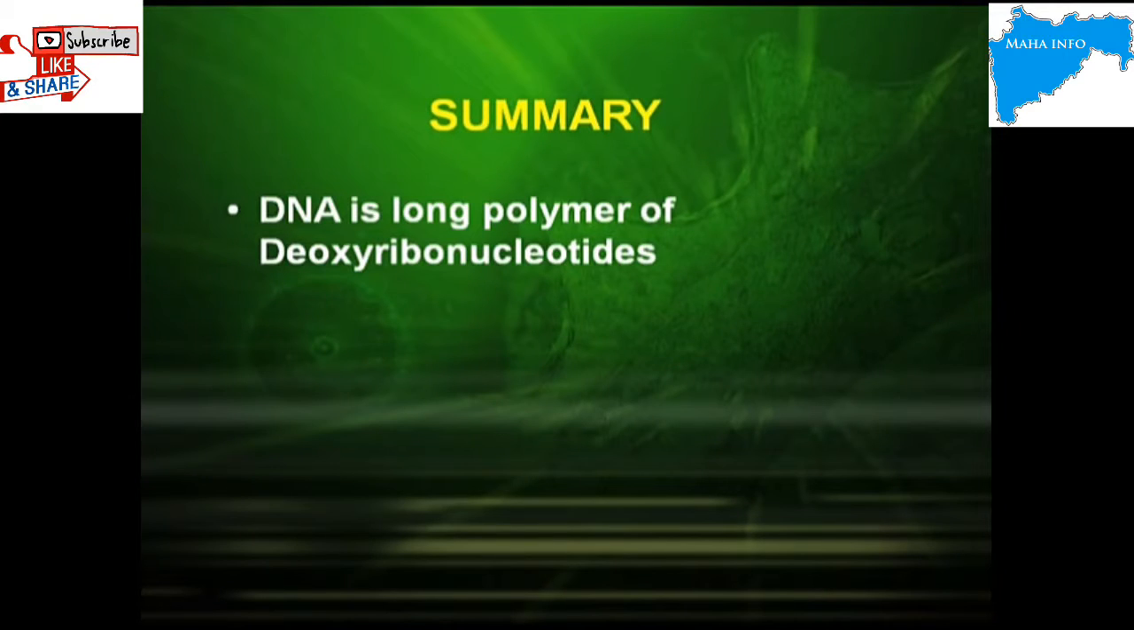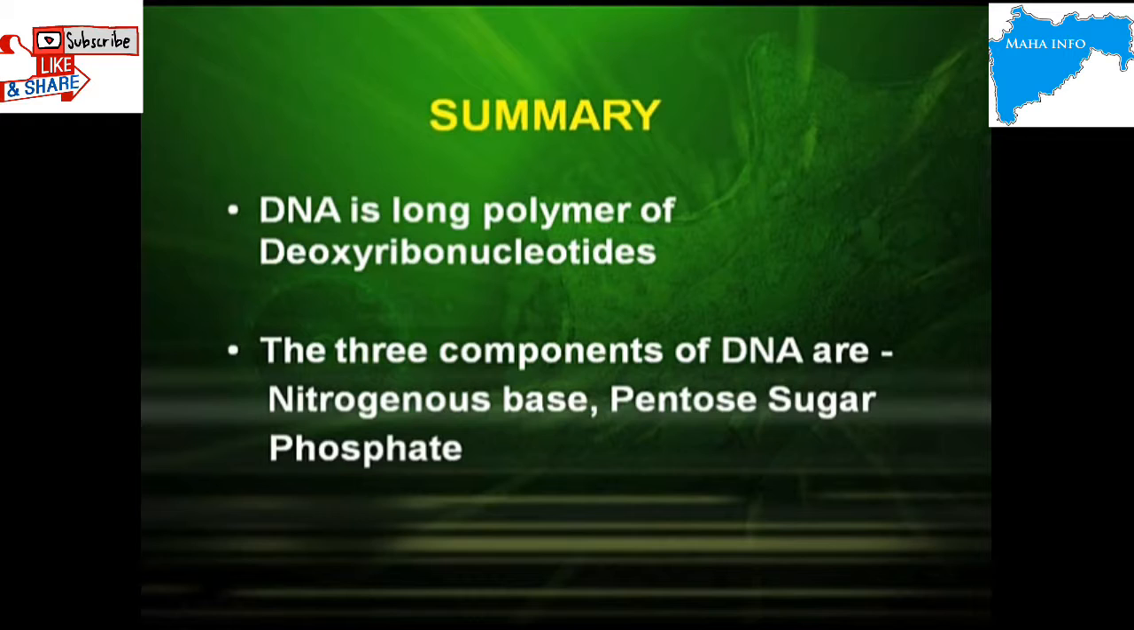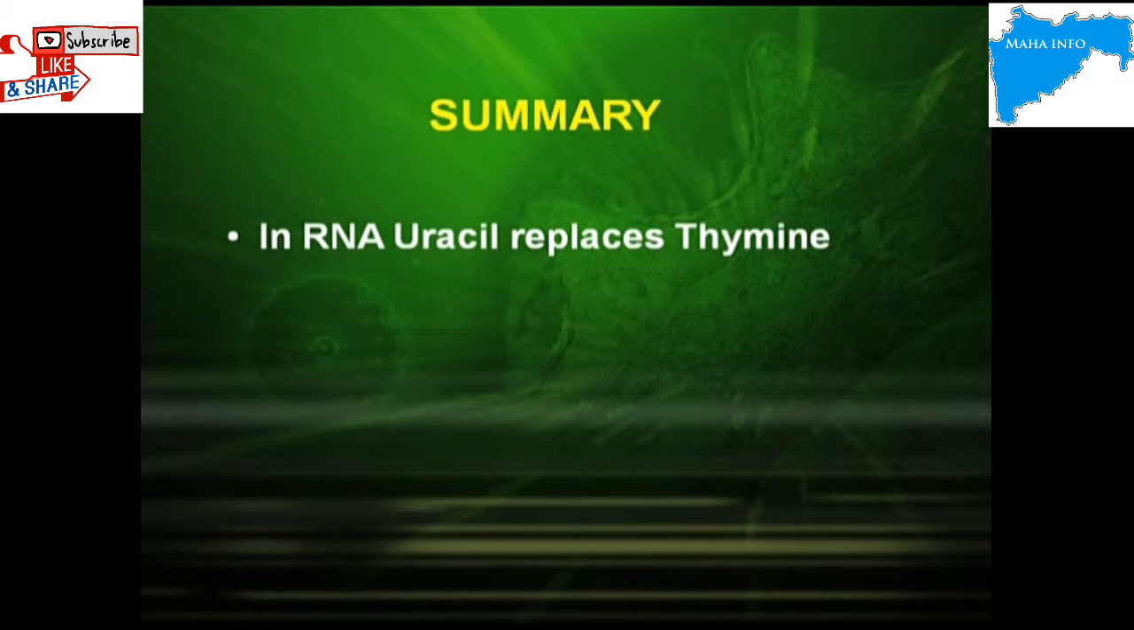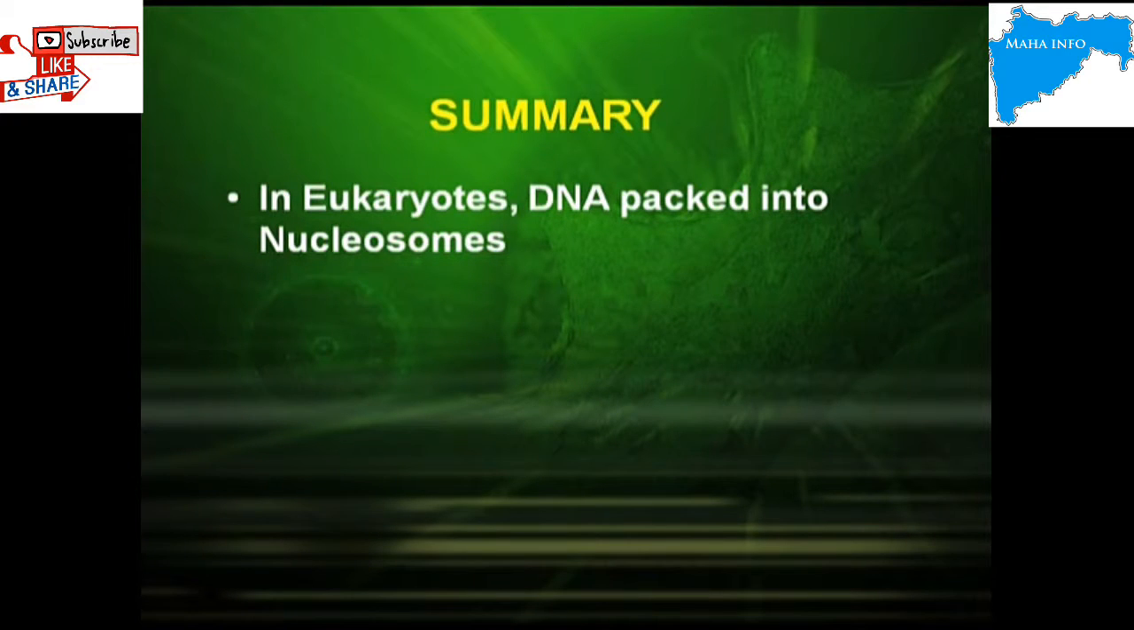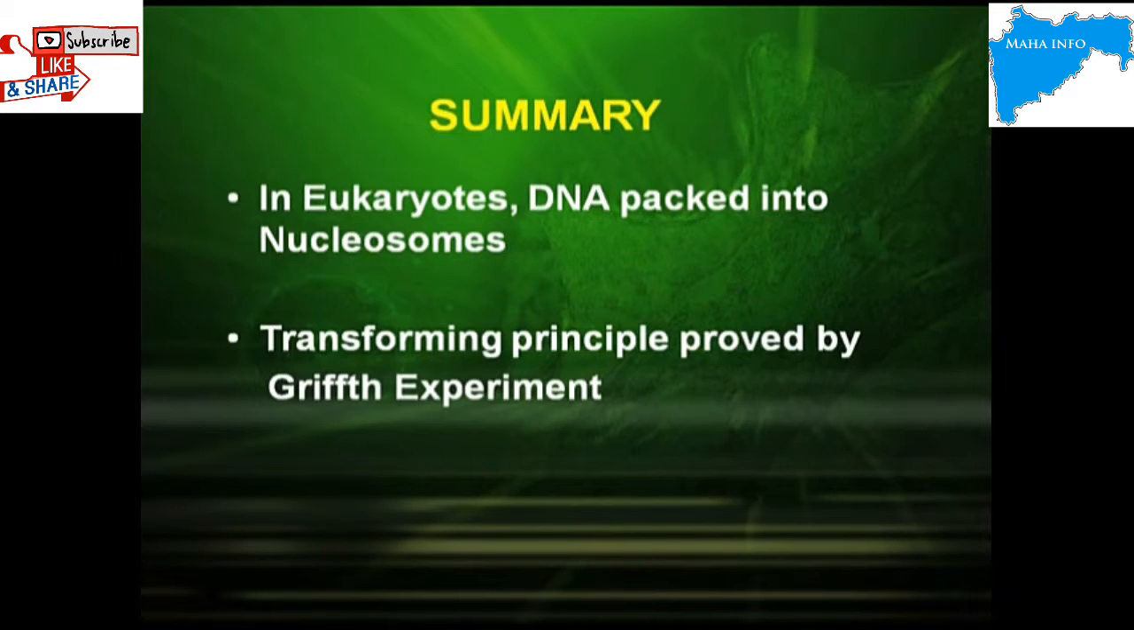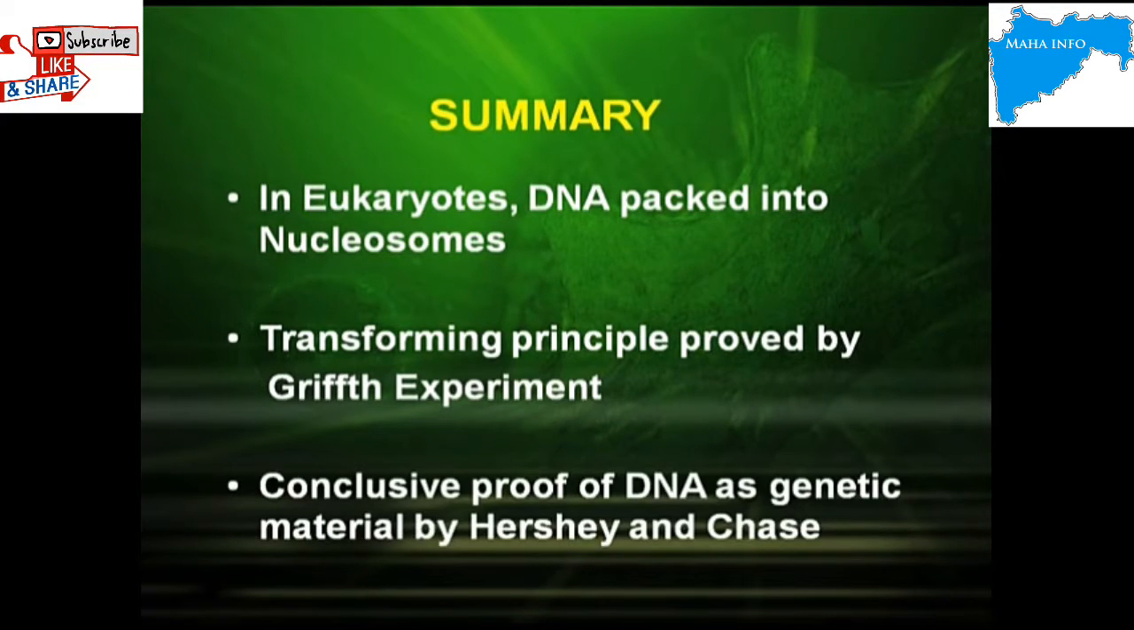So now let us see the summary of the experiment. The DNA is a long polymer of deoxyribonucleotides. The three components of DNA are nitrogenous base, pentose sugar, and phosphate. In RNA, uracil replaces thymine. The DNA is stable due to hydrogen bonds. In eukaryotes, DNA is packed into nucleosomes. The transforming principle was proved by Griffith's experiment, and the conclusive proof of DNA as genetic material by Hershey and Chase.